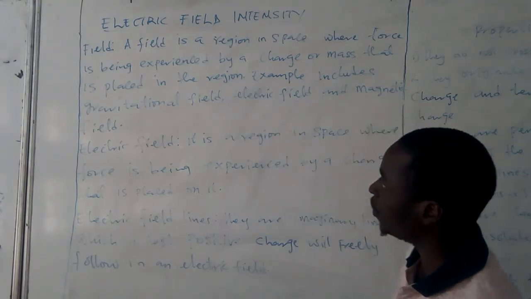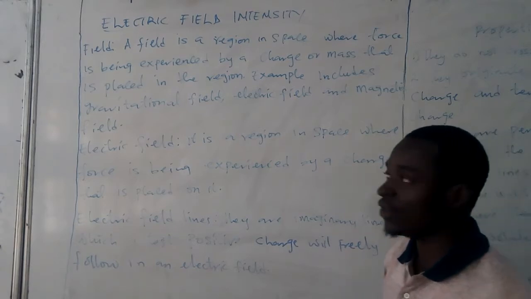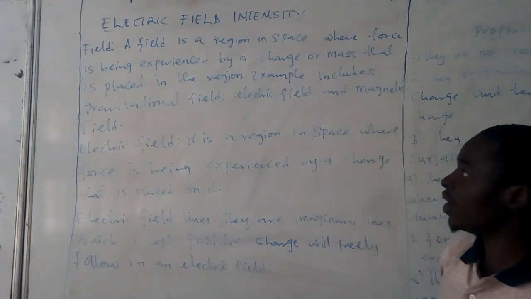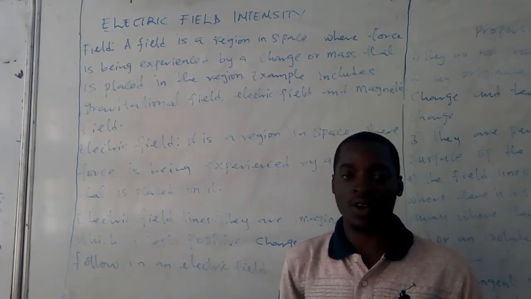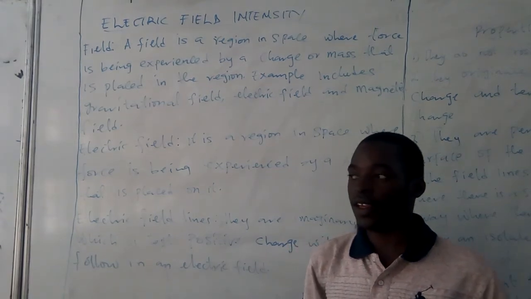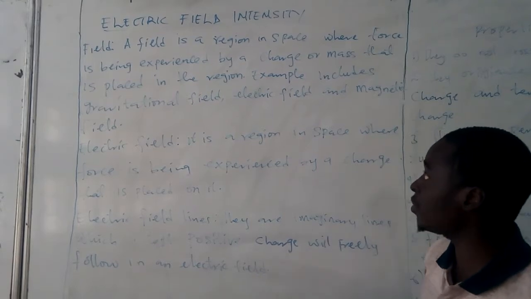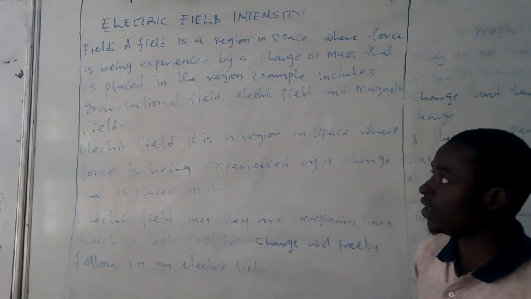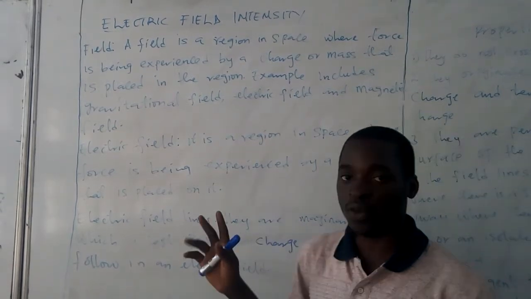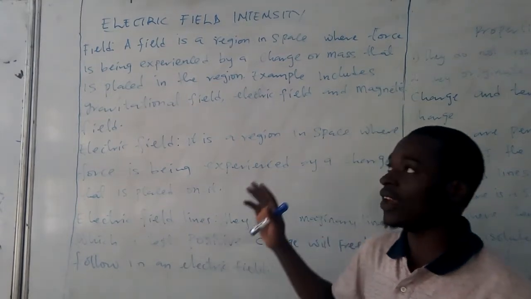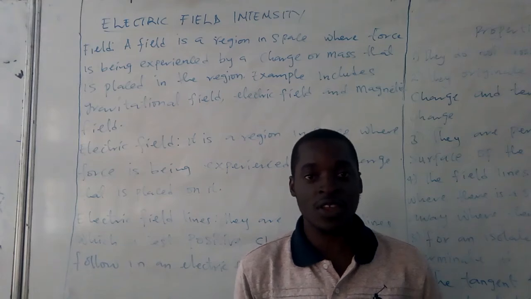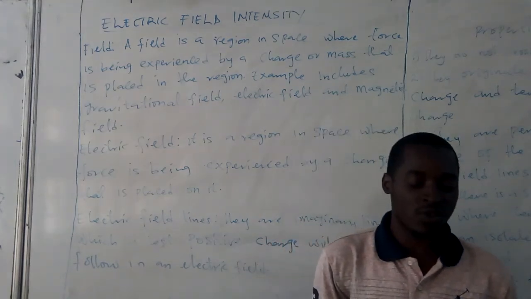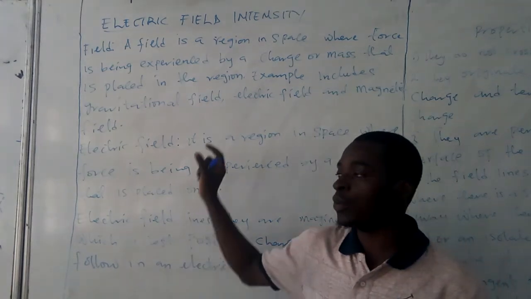Now we start with field. A field is a region in space where a force is being experienced. Any region or space where a force is being experienced by a charge or mass is what we call a field. Examples are the gravitational field and the electric field. So that is what we mean by field.